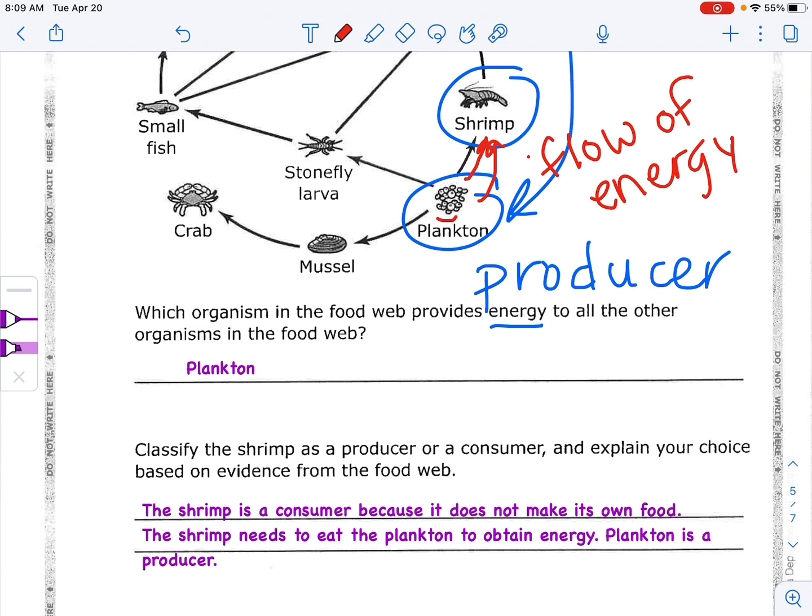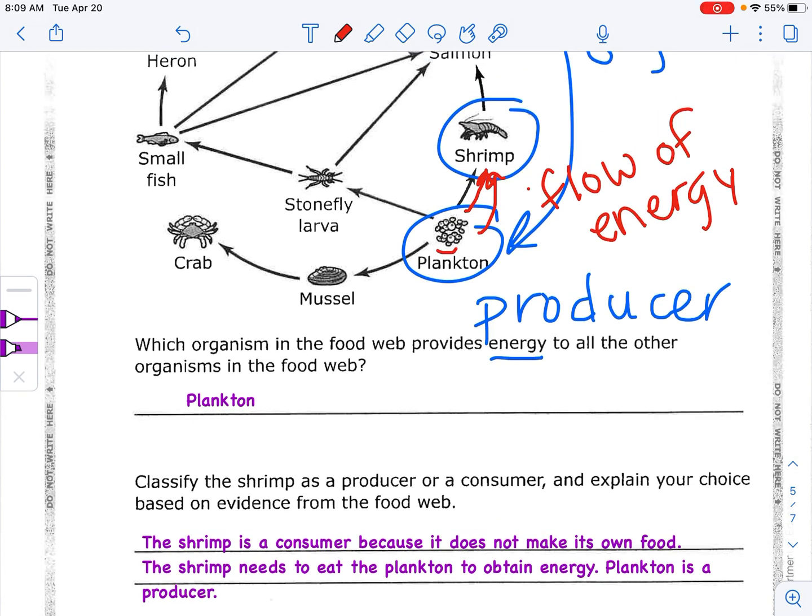So the shrimp is a consumer because it does not make its own food. The shrimp needs to eat the plankton to obtain energy. Plankton is a producer, and the producer makes its own food. Everything else, everything that does not make its own food, is a consumer.